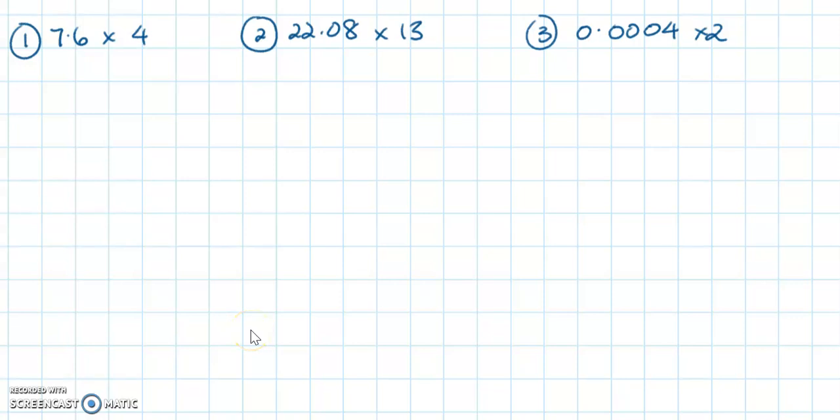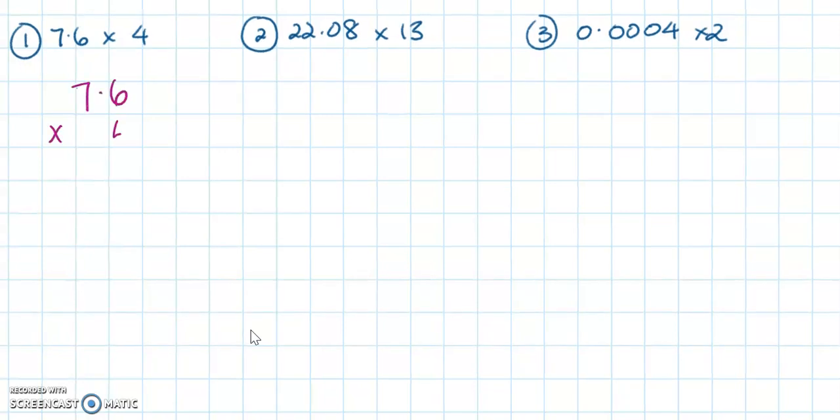When we multiply decimal numbers, we multiply just like we multiply whole numbers. The only difference is that when we multiply the two numbers, we look at the number of decimal places in the question and match that with the number of decimal places in the answer. So that's the most important thing that we need to keep note of. So let's look at the first example.